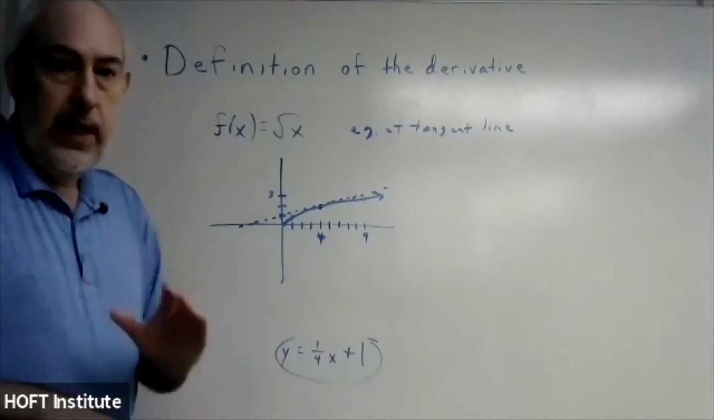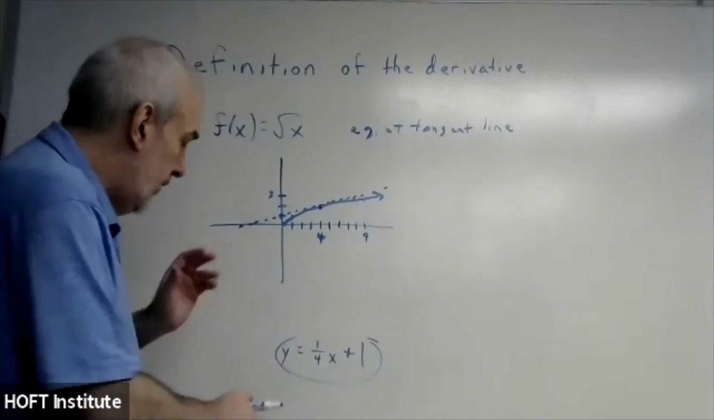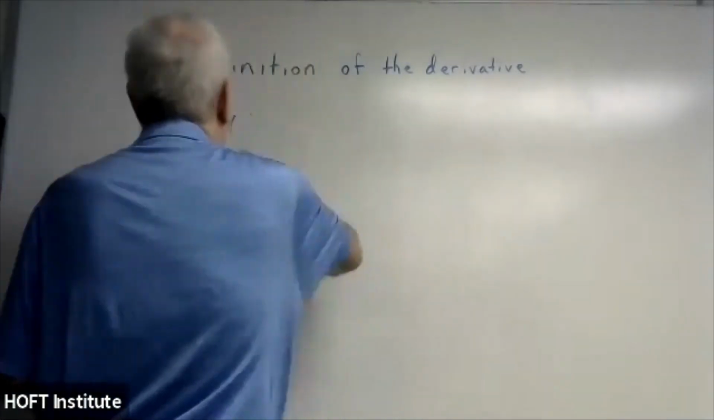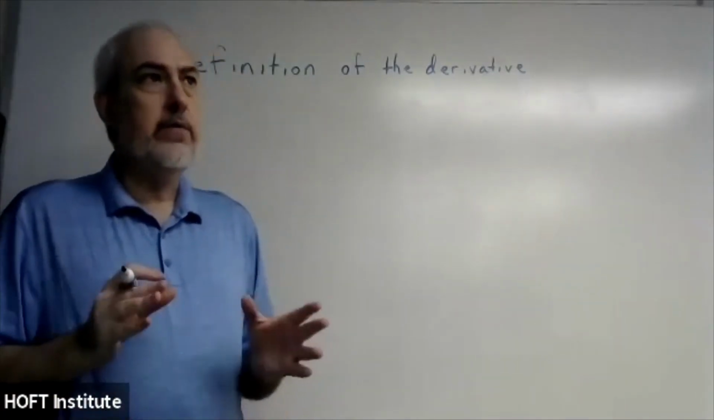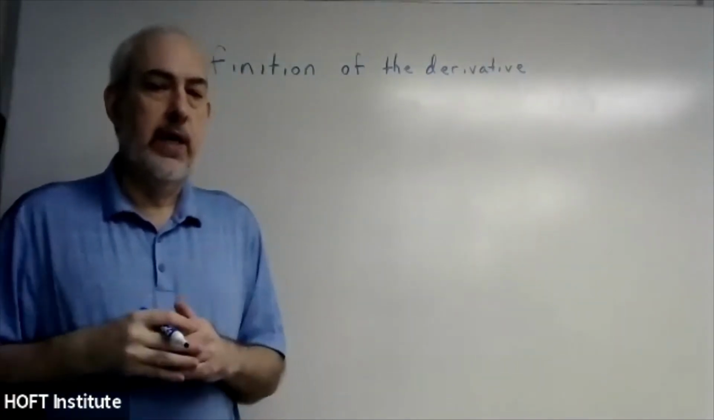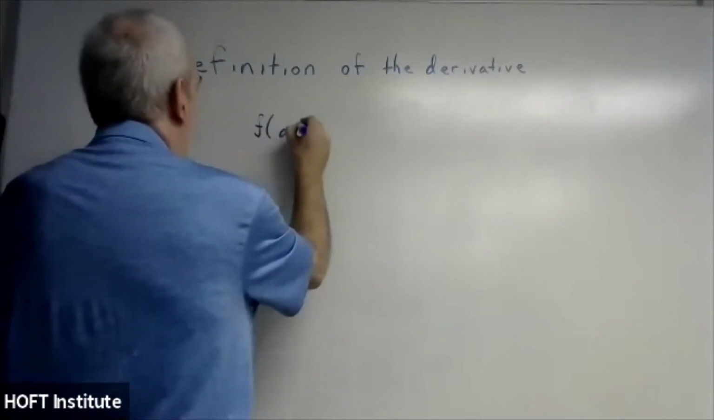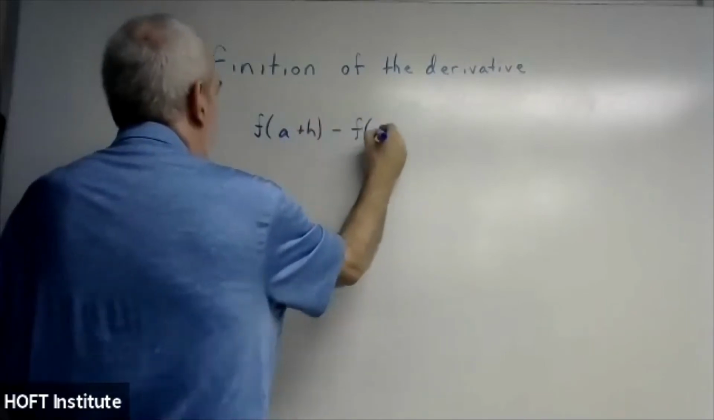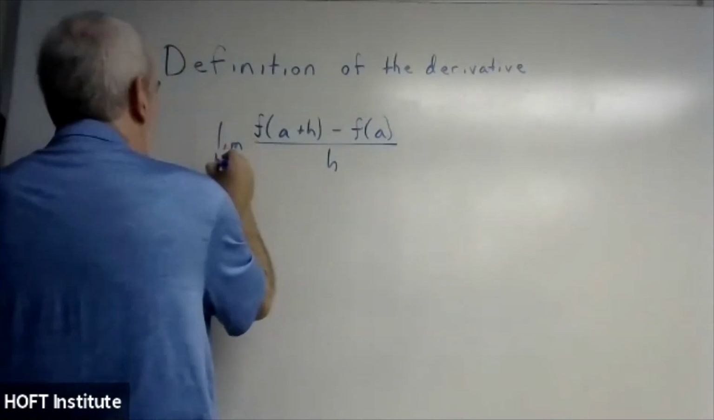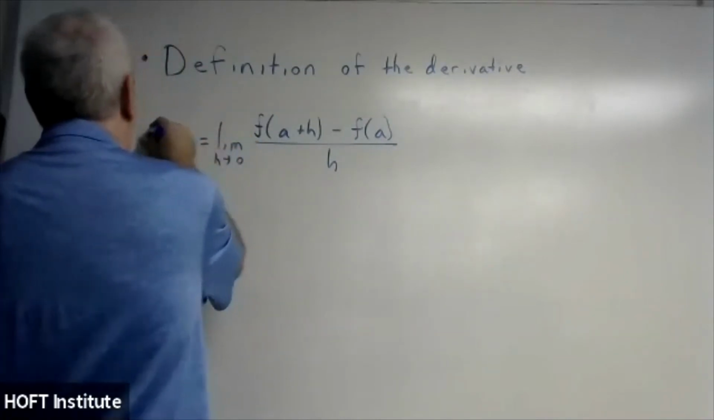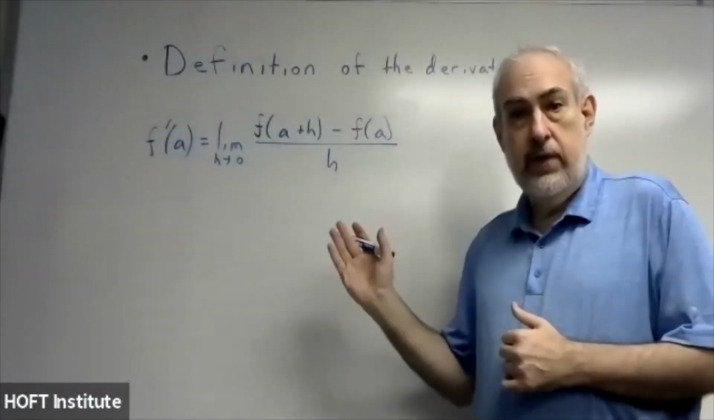Okay, one last thing I want to leave you with before we stop is that there's an alternate way to define the derivative. Instead of doing f of x minus f of a over x minus a, you can instead do this: f of a plus h minus f of a all over h, and then take the limit as h approaches 0. So this is an alternate way to define the derivative at a.